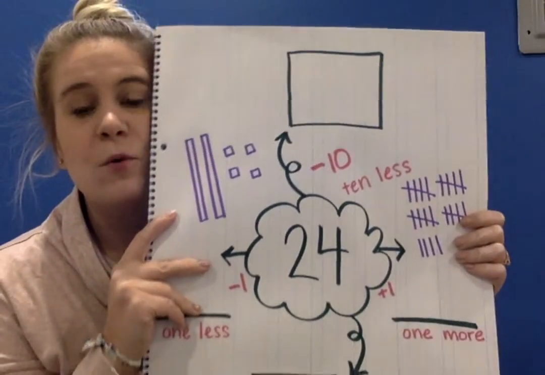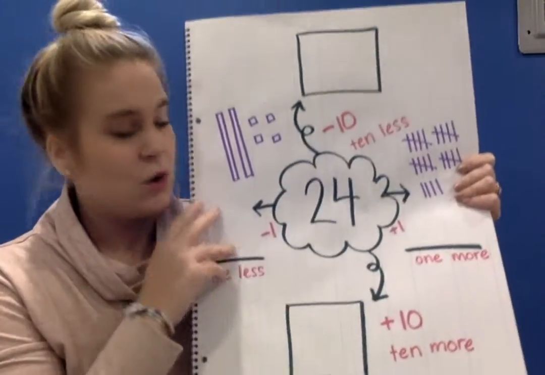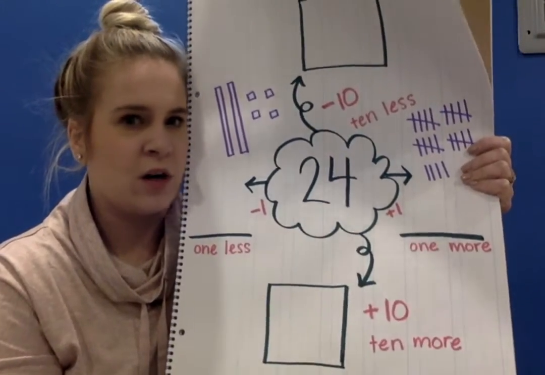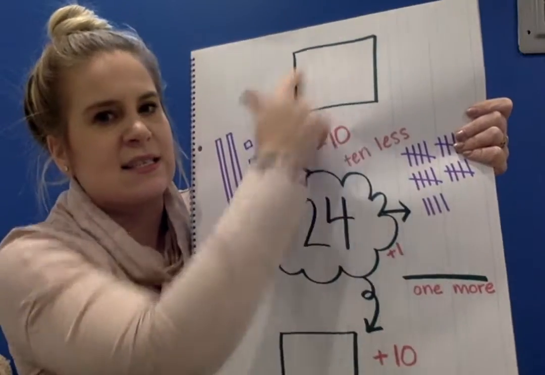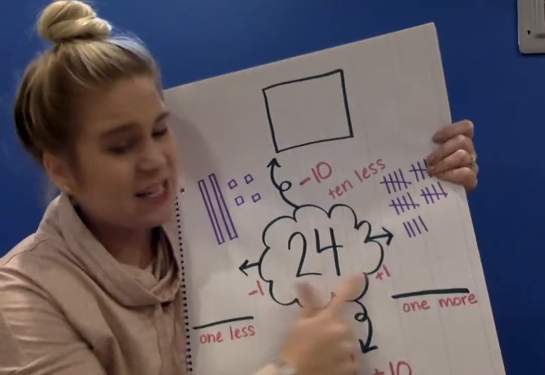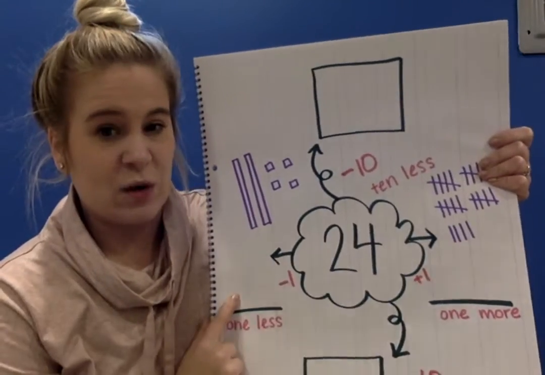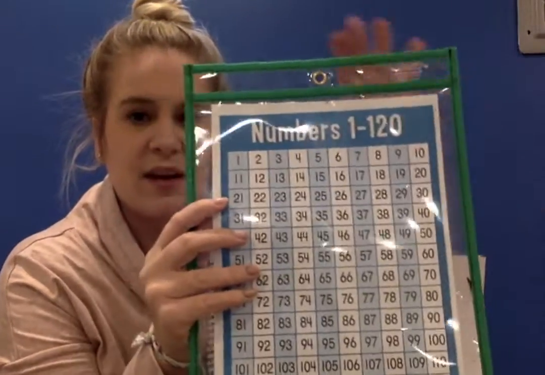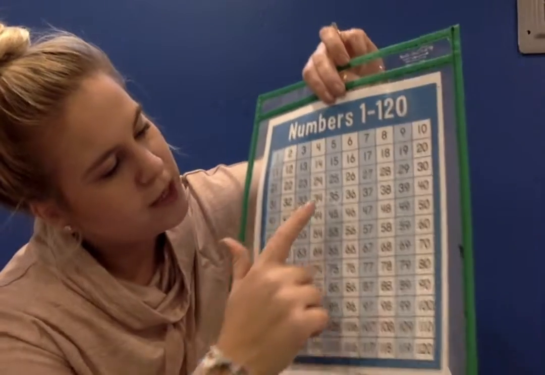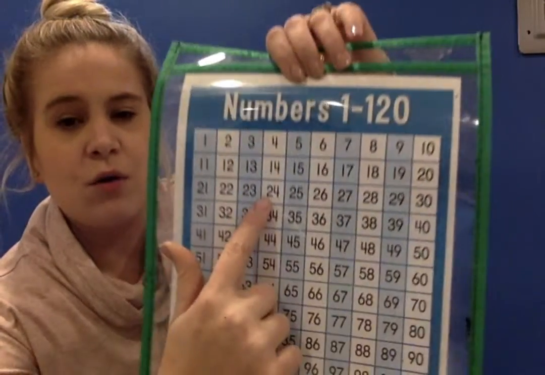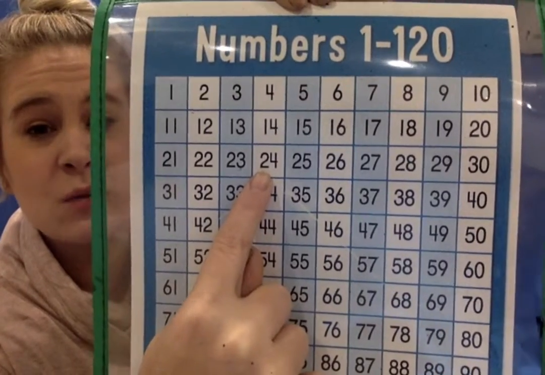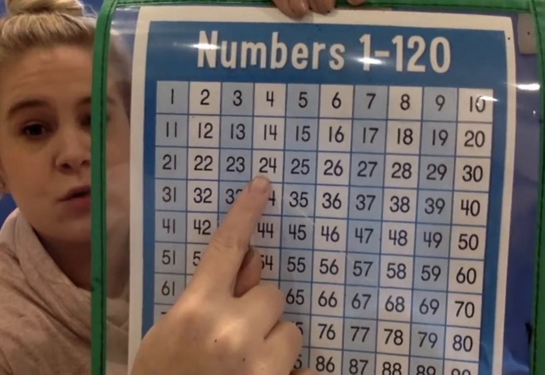Now, I have 24 in the middle, and I want to find out, what is 10 more, plus 10? 10 bigger than 24. What is 10 less? 10 smaller. What is 1 more? What is 1 less? Let's take a look at our 120 chart. If I find the number 24, and I want to know what number is 1 bigger, can you tell me what number is 1 bigger, 1 more than 24?